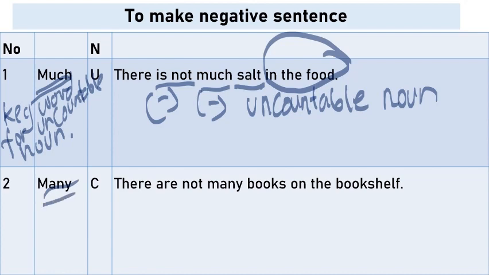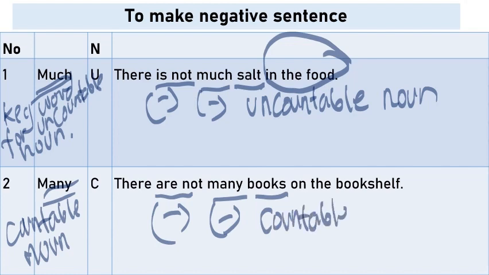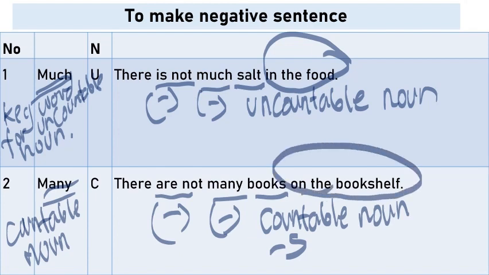Number 2, many is a keyword for countable noun. For example, there are not many books on the bookshelf. Remember, at the end of the word book, you have to add the s. So you have to make plural for the noun. On the bookshelf is the rest of the sentence.